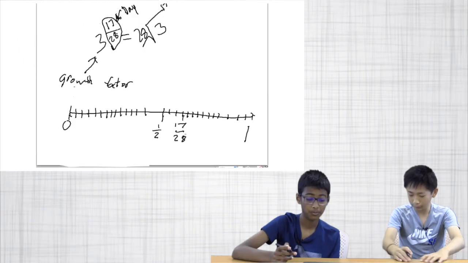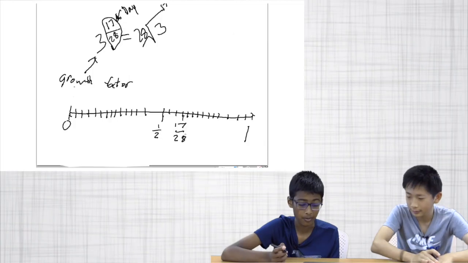The students found the height of the beanstalk on day 17/28 by subdividing the segment from day 0 to day 1 into 28 subsections and counting out 17 of them. Now, they will show how they know that the height at this time is the 28th root of 3 to the 17th power. So there's 17/28.